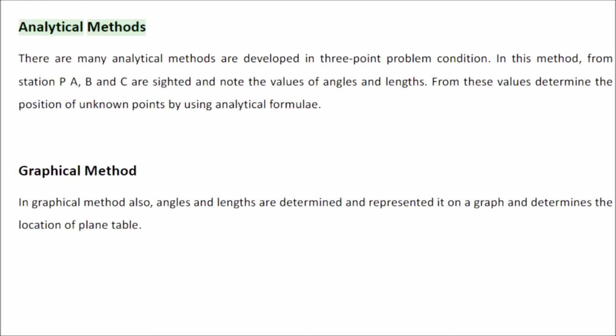Analytical methods. There are many analytical methods developed for the 3-point problem condition. In this method, from station P, A, B, and C are sighted and the values of angles and lengths are noted. From these values, determine the position of unknown points by using analytical formulae. Graphical method. In the graphical method also, angles and lengths are determined and represented on a graph, and the location of the plane table is determined.